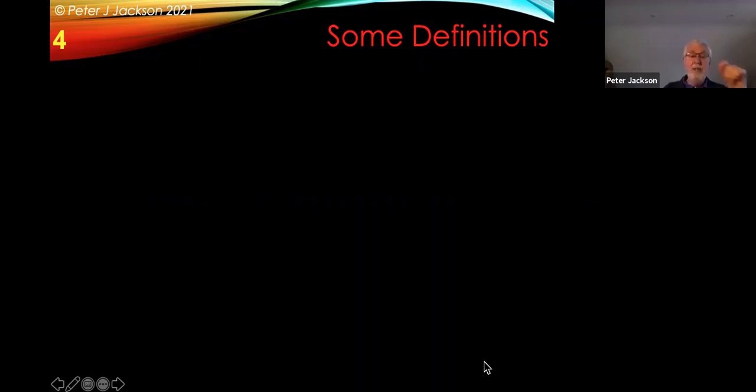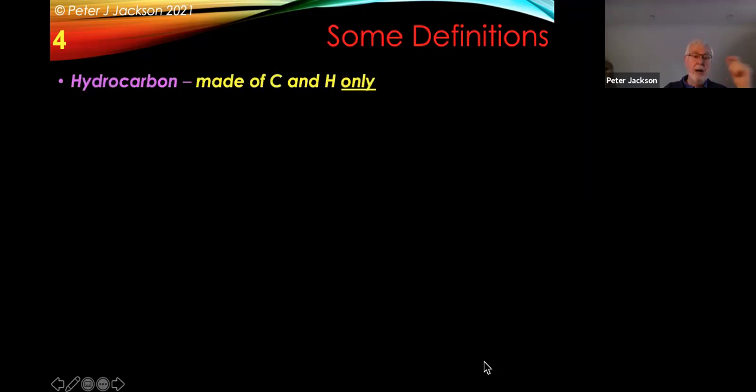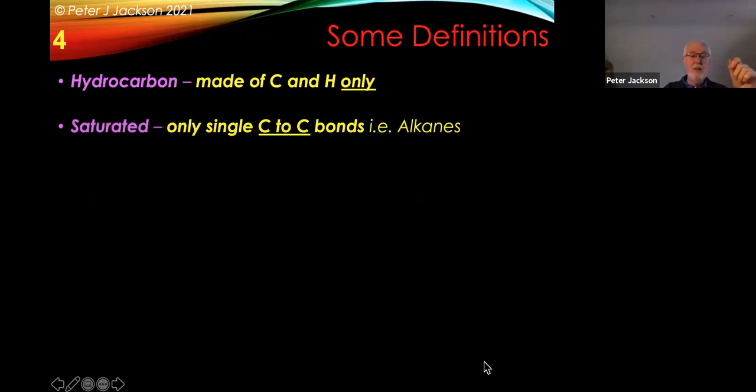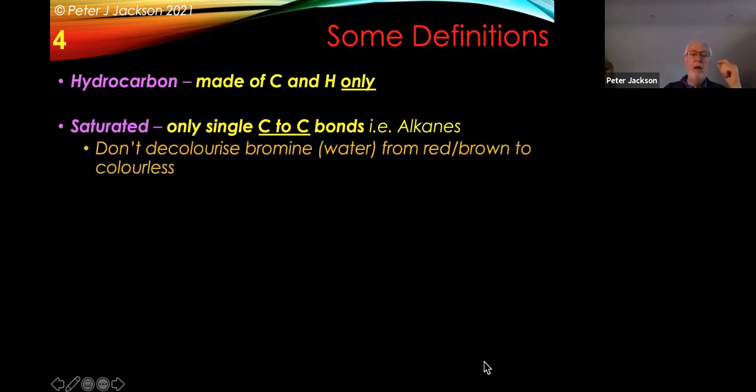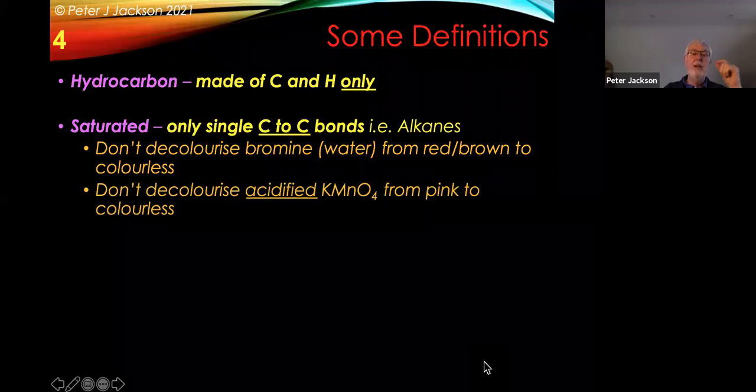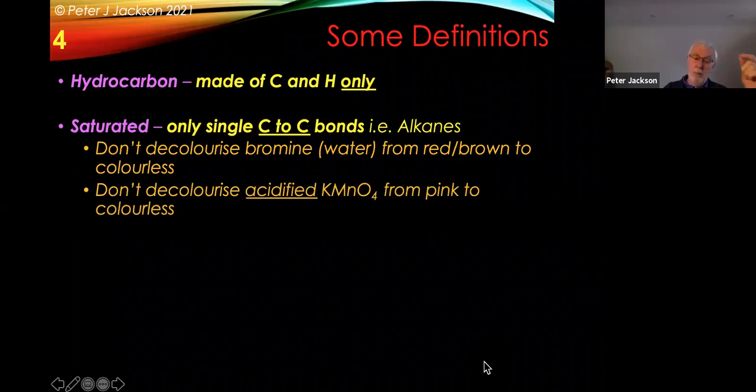So here are some of the definitions here. We've had some of them already. A hydrocarbon is made of carbon and hydrogen only. Saturated means only single carbon to carbon bonds, for example, the alkanes or the alcohols. Saturated compounds don't decolorize bromine or bromine water from red-brown to colorless. They don't decolorize acidified potassium permanganate from pink or purple to colorless. That tells you that any compound that doesn't do those two things is saturated.